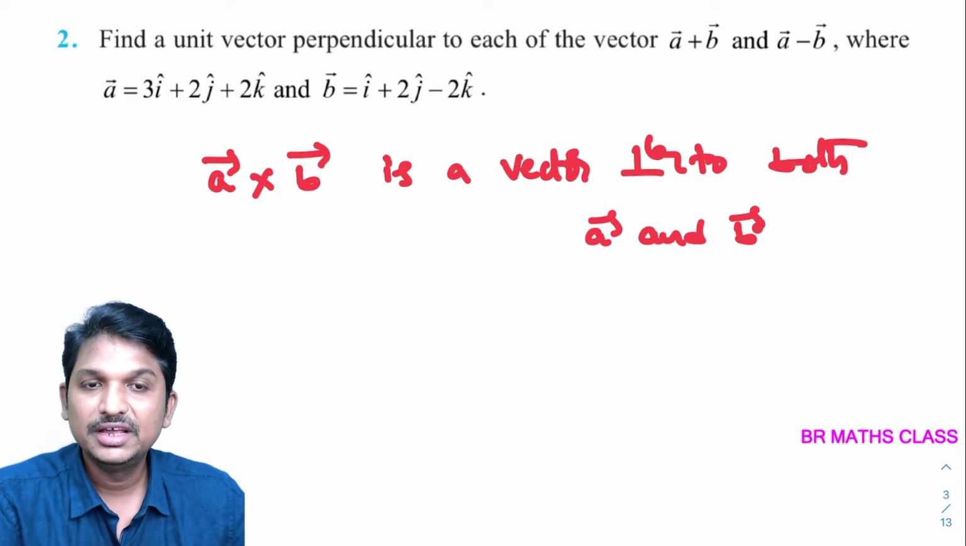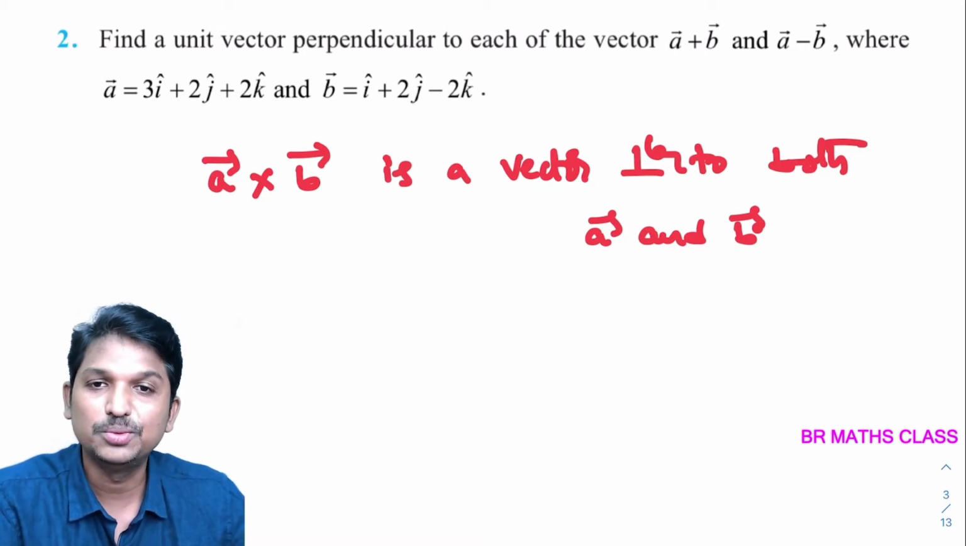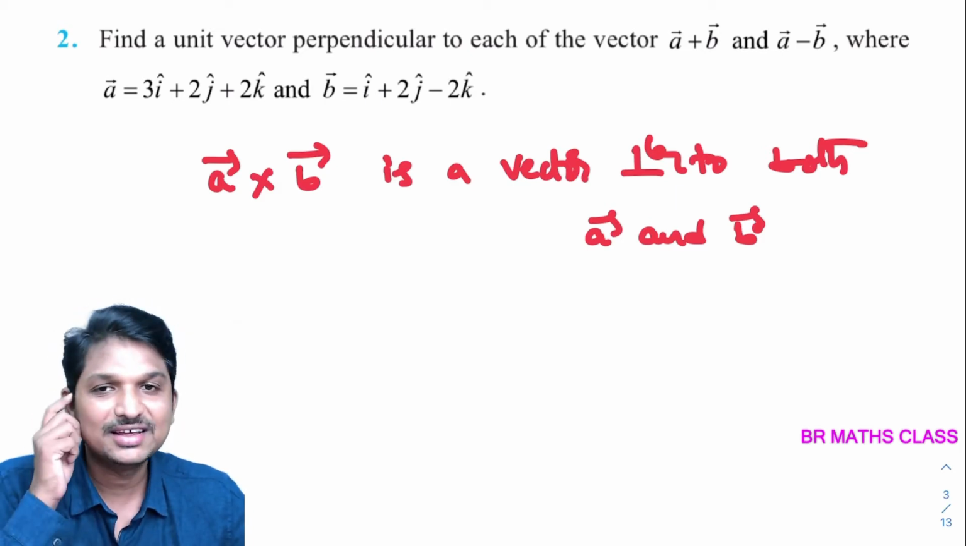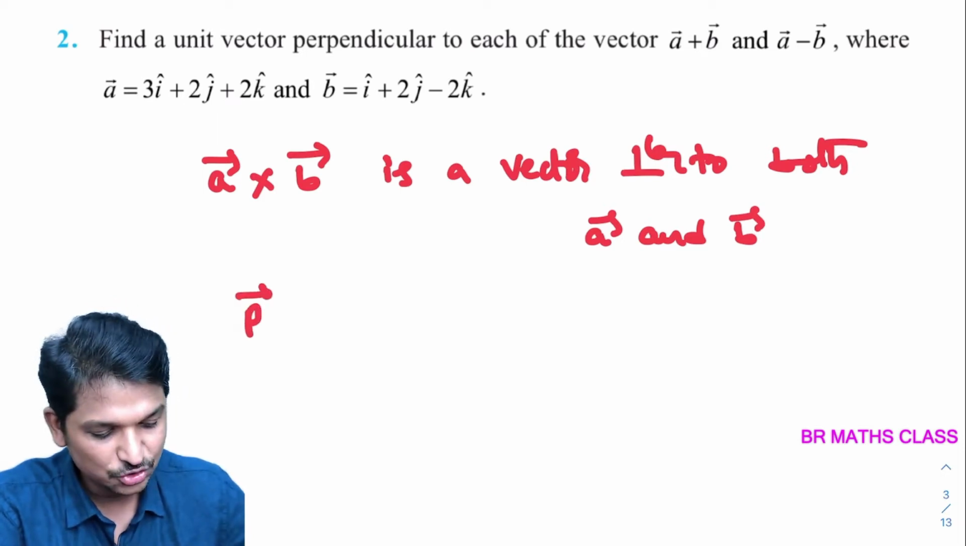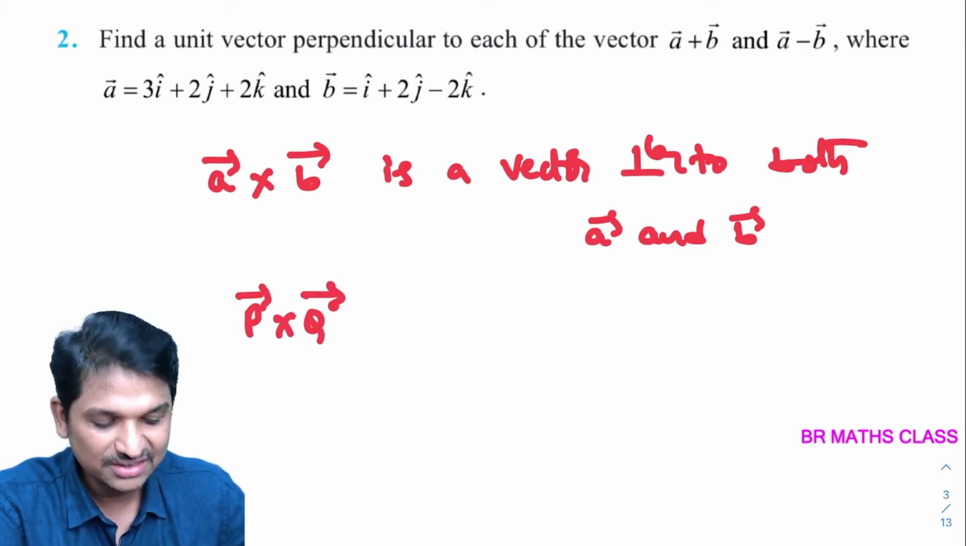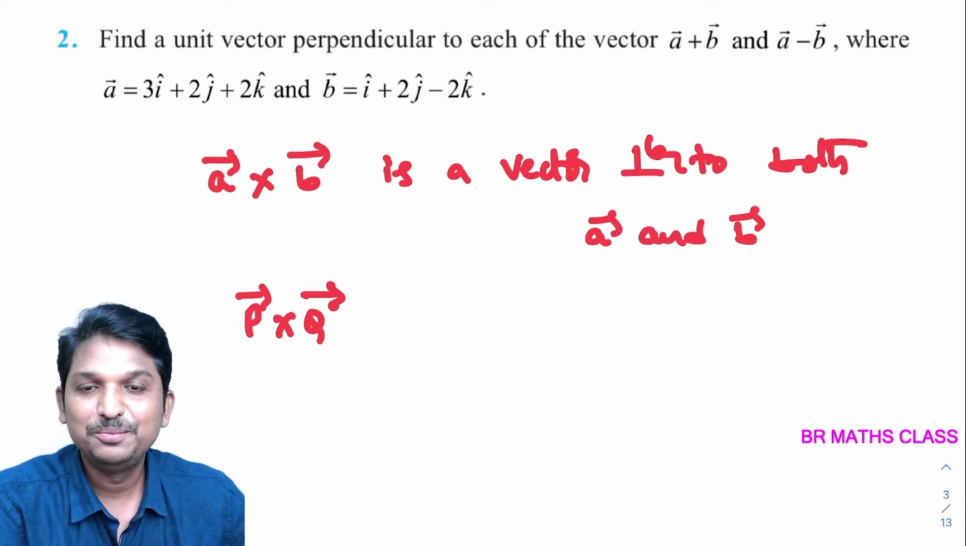Suppose, in a question they are asking us to find a vector perpendicular to p bar and q bar. Find a vector which is perpendicular to p bar and q bar. What will you calculate? Yes, answer. What will you calculate? P bar cross q bar. What is this p bar cross q bar? P bar cross q bar is a vector which is perpendicular to p bar as well as q bar. I hope you are understanding.